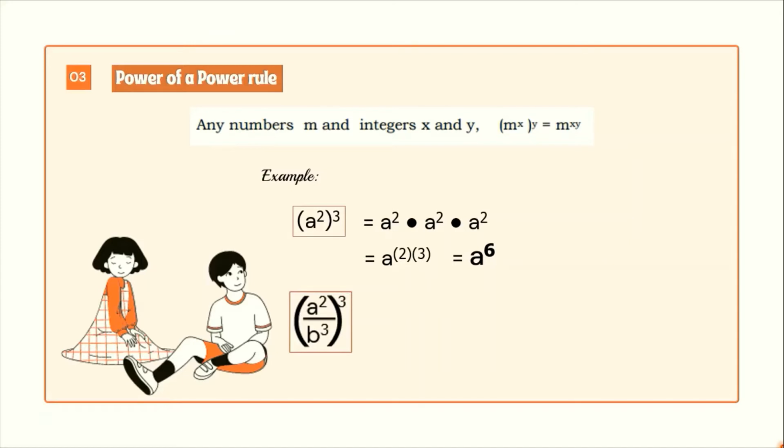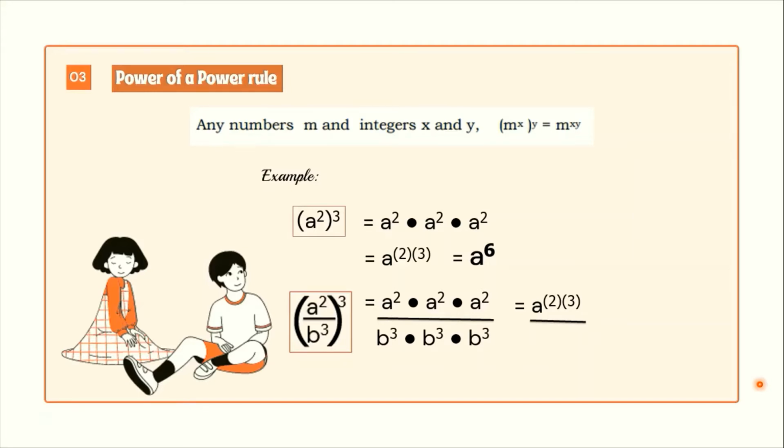Another example, we have a squared divided by b cubed, raised to the power of 3. Expanded form itong a squared raised to the power of 3 ay ito. A squared, multiply natin sa sarili niya ng 3 beses. Then, kailangan natin i-multiply yung 2 and 3 na kanilang mga exponents. Ganon din naman, yung b cube. Ito yung kanyang expanded form. B cube raised to the power of 3.